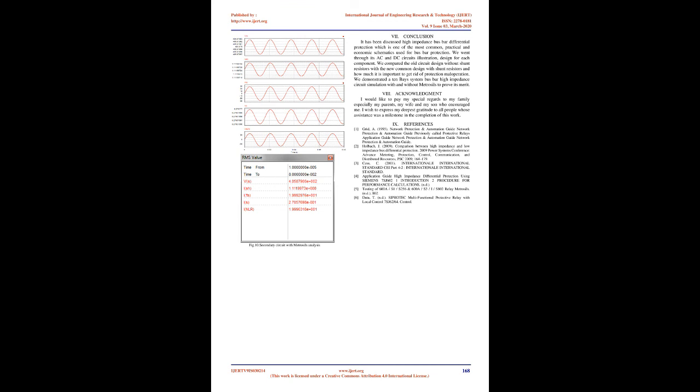7. Conclusion. It has been discussed high impedance busbar differential protection, which is one of the most common, practical, and economic schematics used for busbar protection. We went through its AC and DC circuits illustration, and design for each component. We compared the old circuit design without shunt resistors with the new common design with shunt resistors and how important it is to get rid of protection malapplication. We demonstrated a 10 bay system busbar high impedance circuit simulation with and without Metrosils to prove its merit.